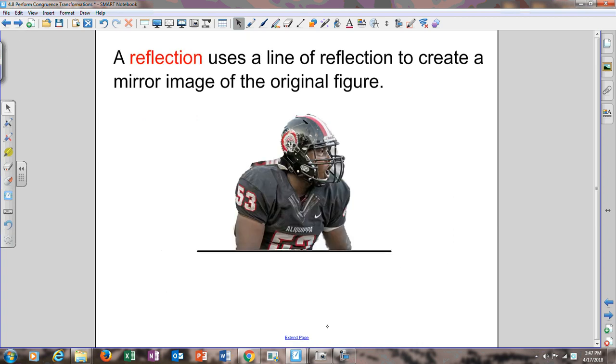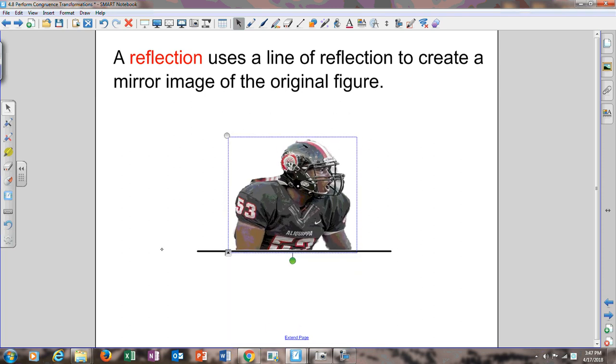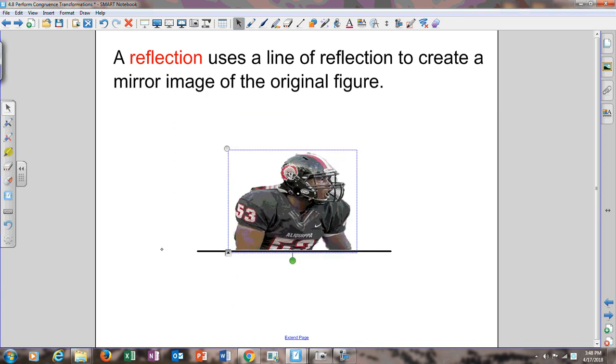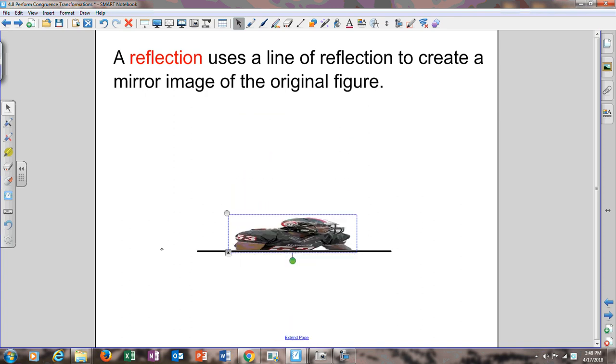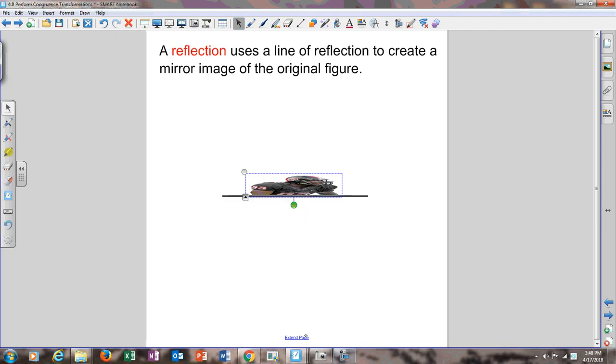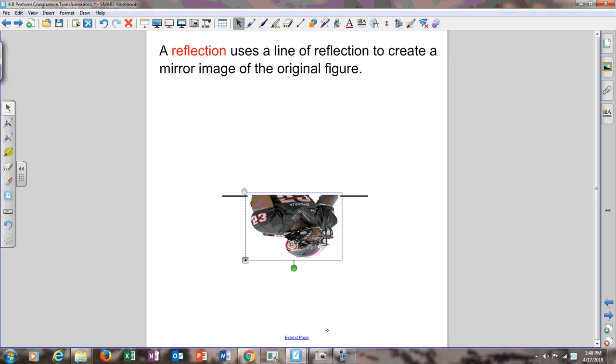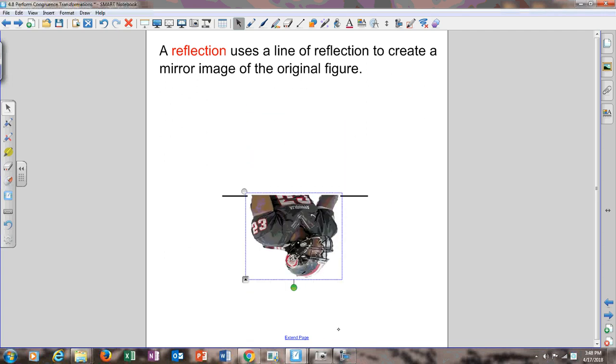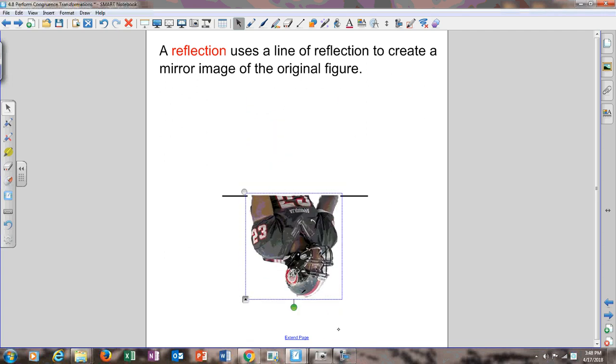A reflection uses a line of reflection to create a mirror image of the original figure. So here would be our line of reflection. When I click on Tay, see that? He just flips over. Nothing special happening. He's not getting smaller. He's not getting bigger. Still Tay. He's just flipping over a line. Right? So he's reflecting over the line.